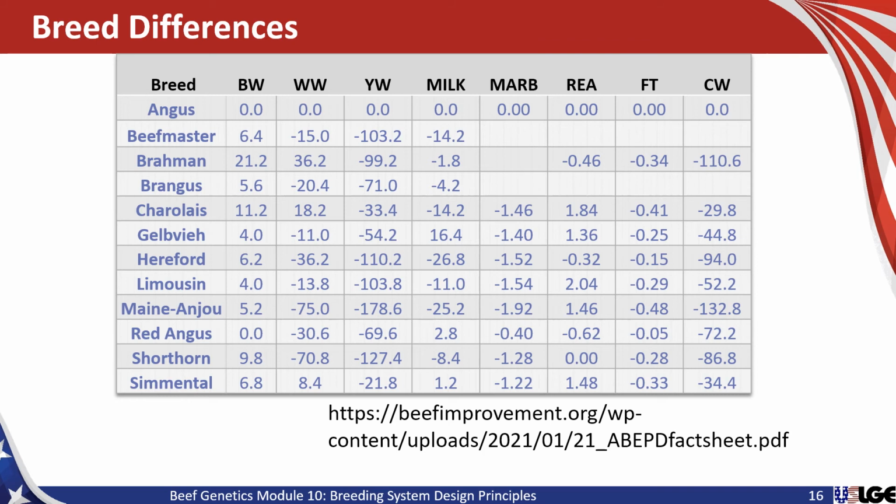An example: if we compare Simmental and Angus for the trait of birth weight, we would say that on average, Simmental calves weigh 6.8 pounds more at birth than do Angus calves. You also note that some breeds are missing values for carcass traits.